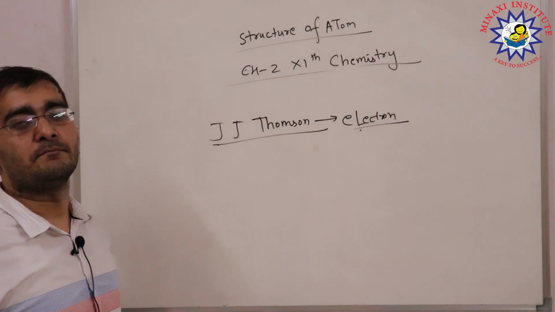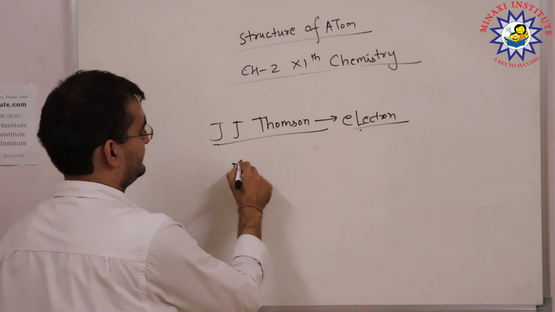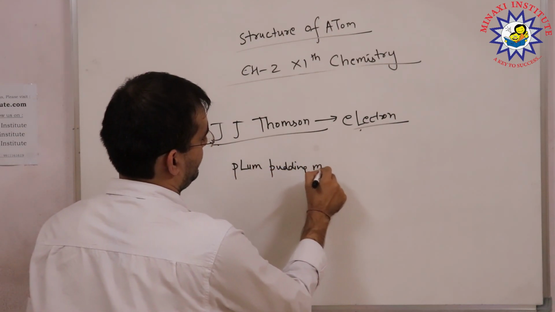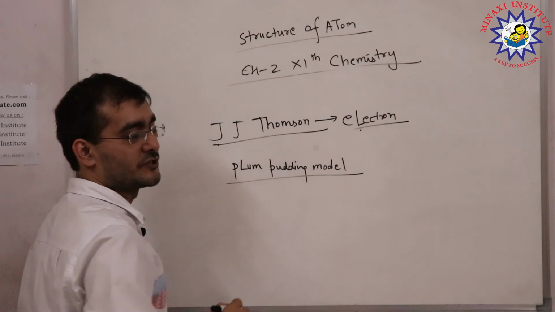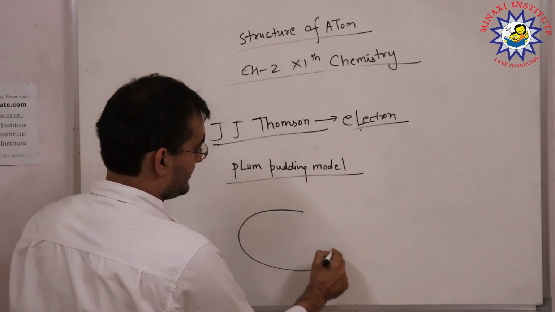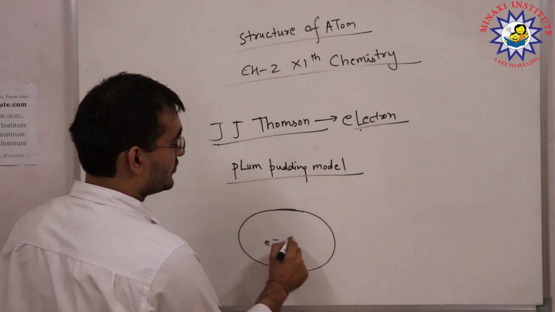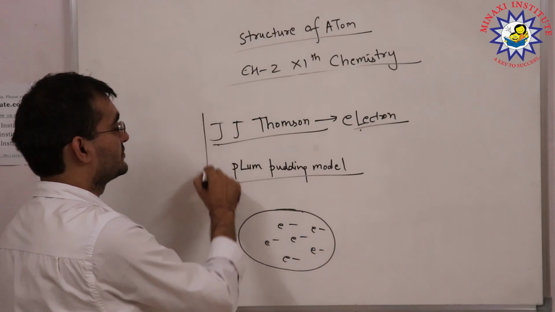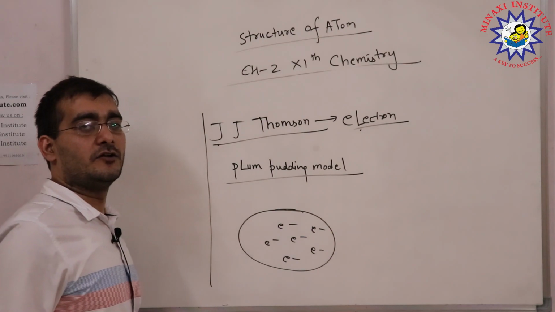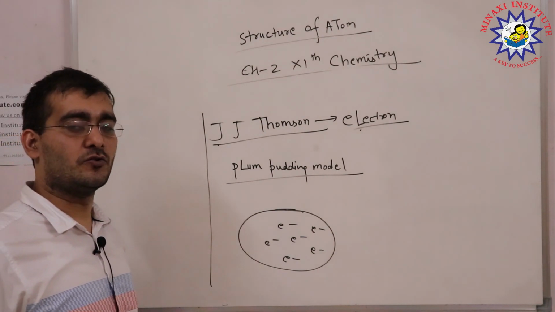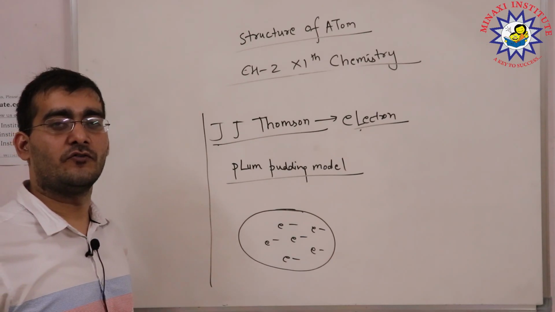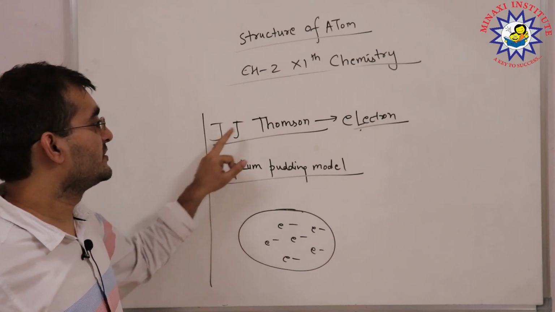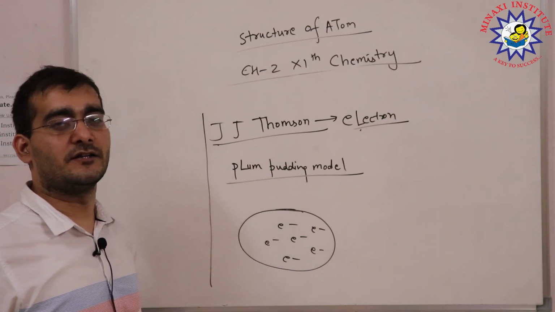He gave the plum pudding model. According to this theory, this is a pudding, and in this the electrons are embedded like this. J.J. Thomson failed to give the direction of the electrons, how they move, and the formation of the nucleus, and many more things which he couldn't describe. So after J.J. Thomson, we have the theory from Rutherford.